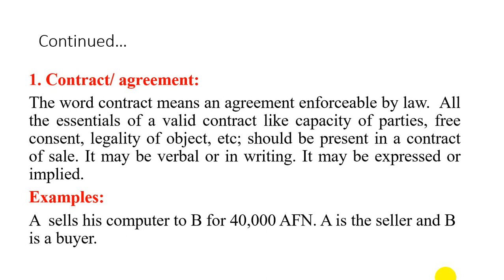So all the essentials of a valid contract, like capacity of parties, free consent, legality of the object, should be present in a contract. These were the points that we explained in our previous lectures, that the parties must have capacity to contract.